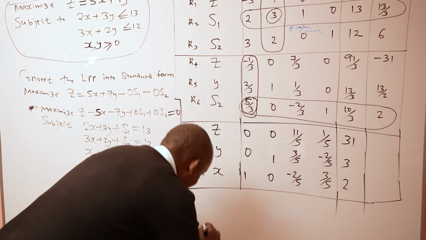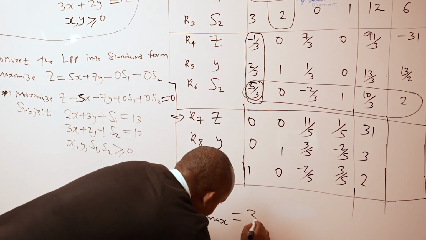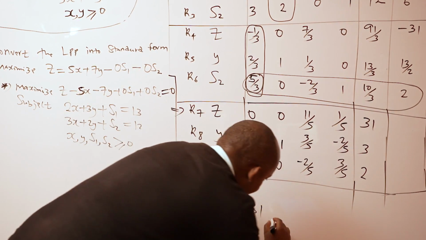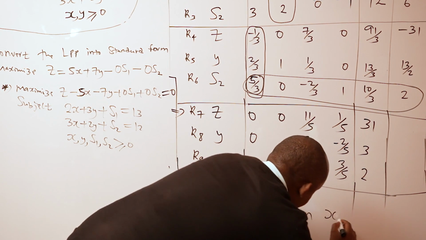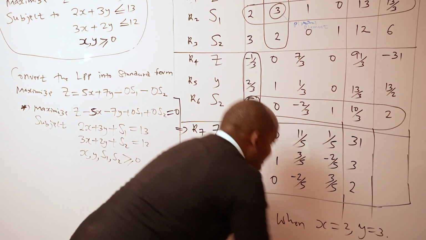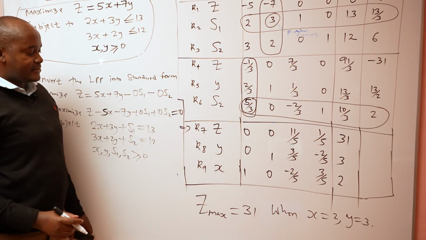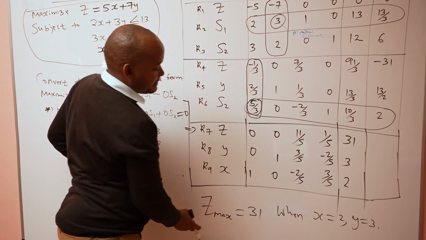So you can just conclude and say that z maximum is equal to 31. And this is when x is equal to 2 and y is equal to 3. So we are able to solve that using the simplex method.